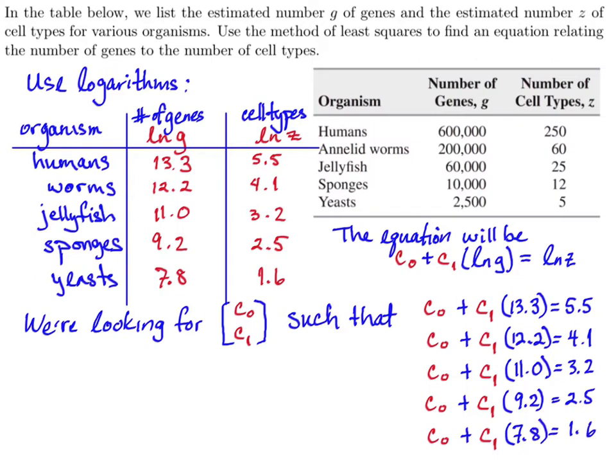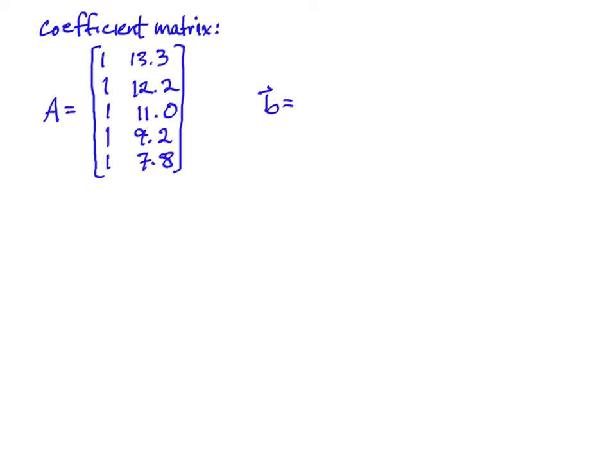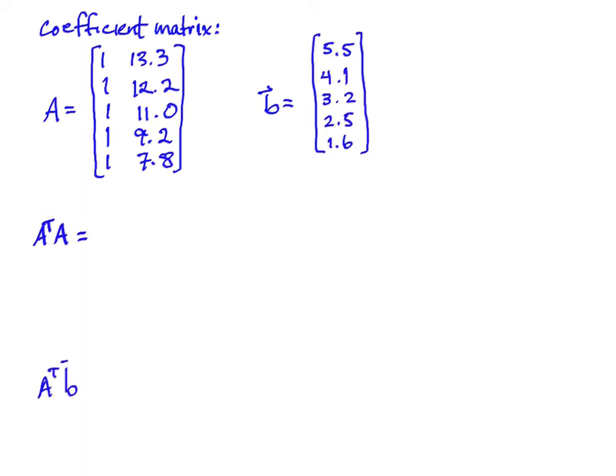So we now have an inconsistent 5 by 2 system of equations. So we're going to have a 5 by 2 coefficient matrix, and our B matrix is going to be a 5 by 1. Here's the coefficient matrix, A, and my B matrix, and the system we're actually going to solve is A transpose A times X equals A transpose B. So we need to get those matrices.